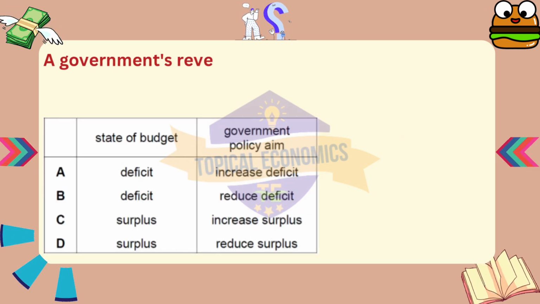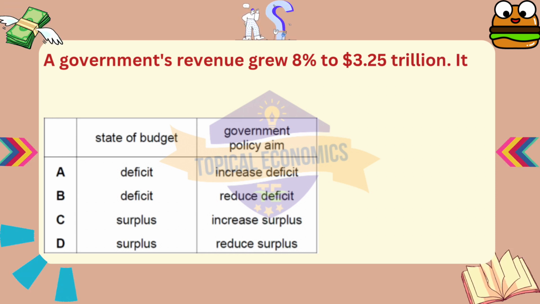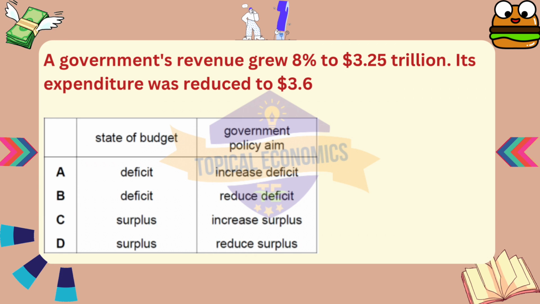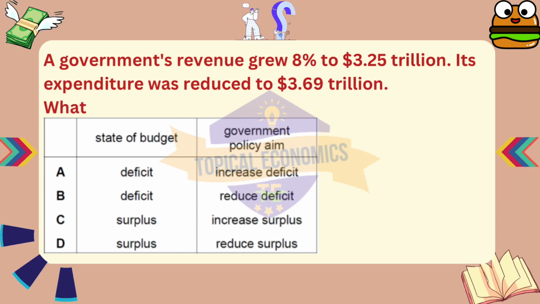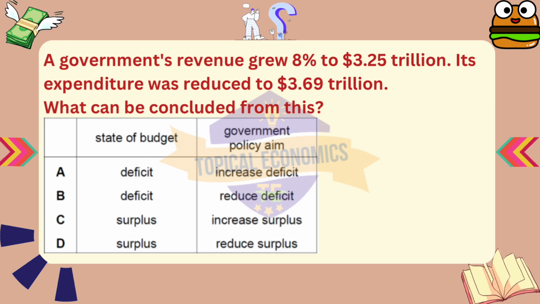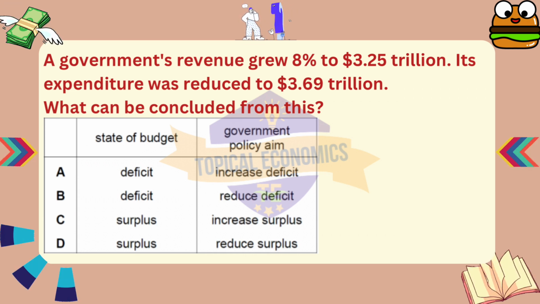A government's revenue grew 8% to $3.25 trillion. Its expenditure was reduced to $3.69 trillion. What can be concluded from this? Reference: 2021 May-June version 1. The correct answer for this question is option B.